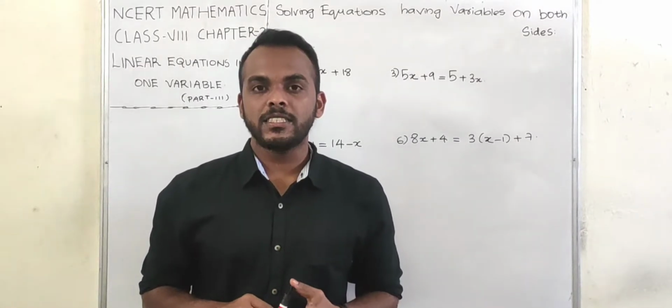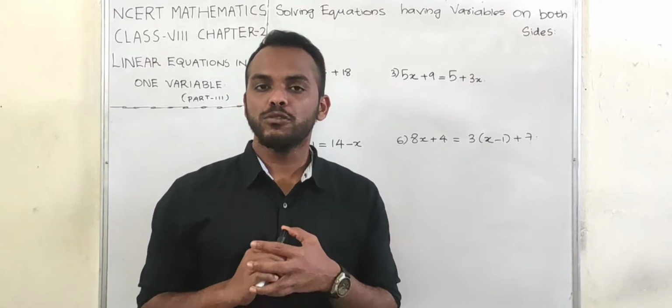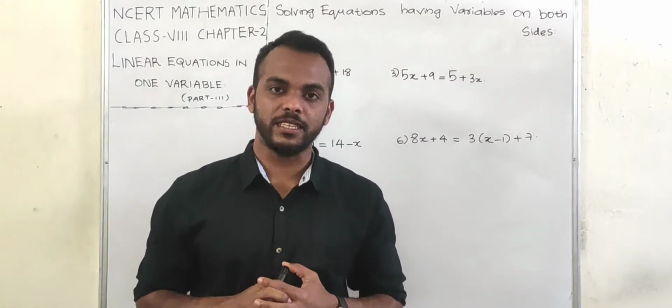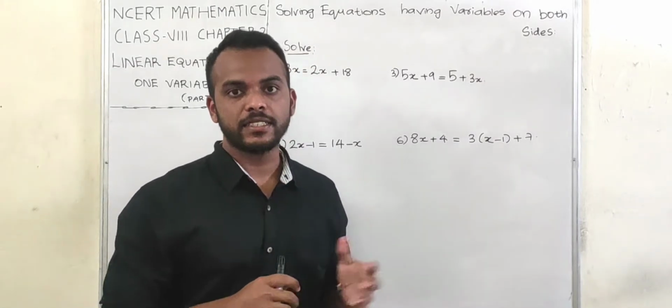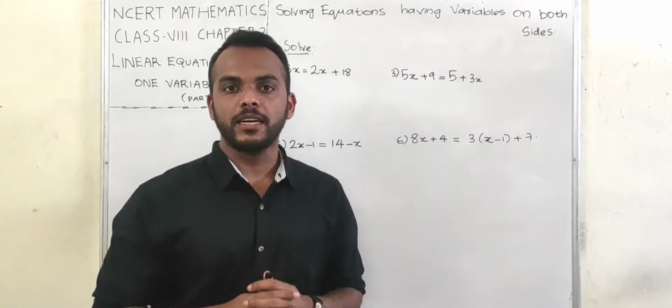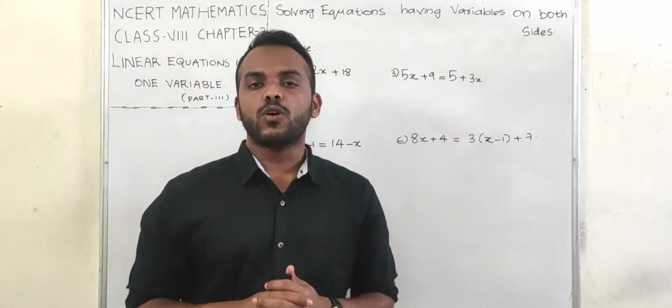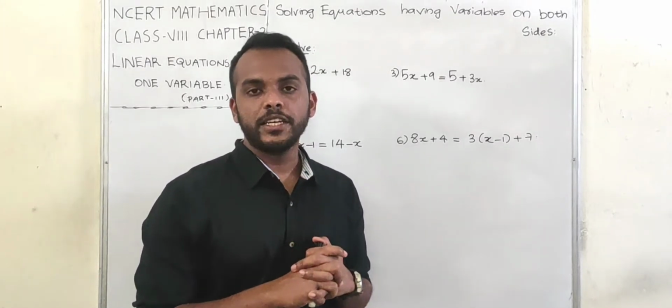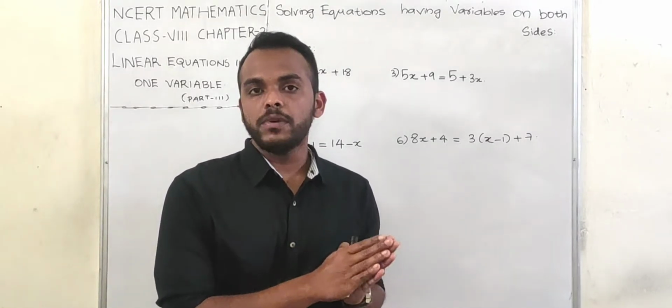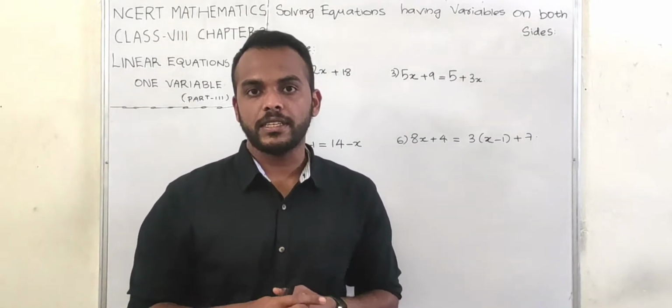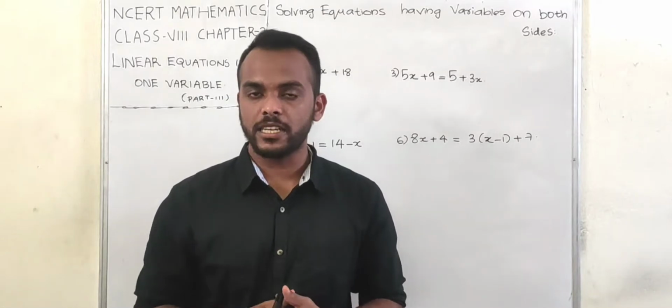In the last classes, we have been discussing how to solve linear equations in one variable. So in this class, we are going to proceed further with different criteria, and first among them is how to solve linear equations in which there are variables on either side of the equation, that is, in the LHS and in the RHS also.